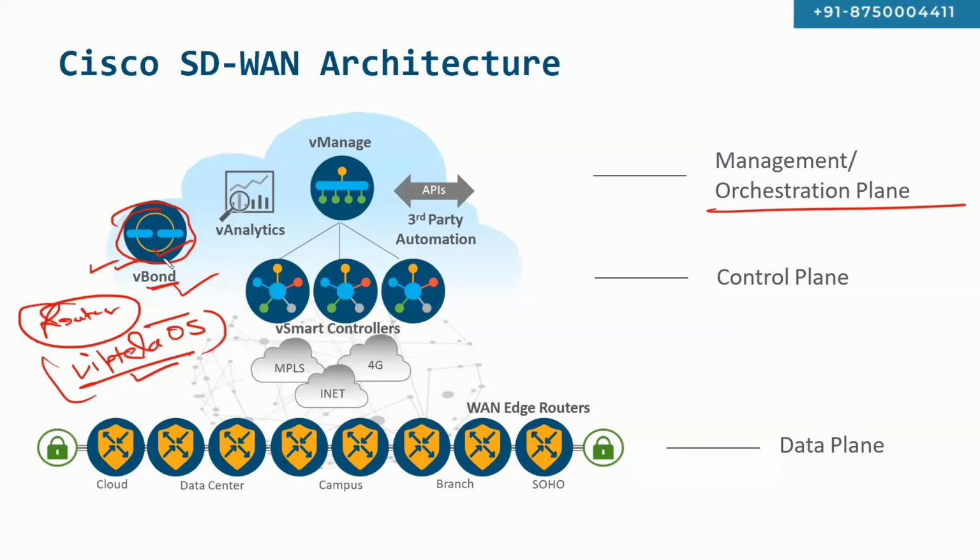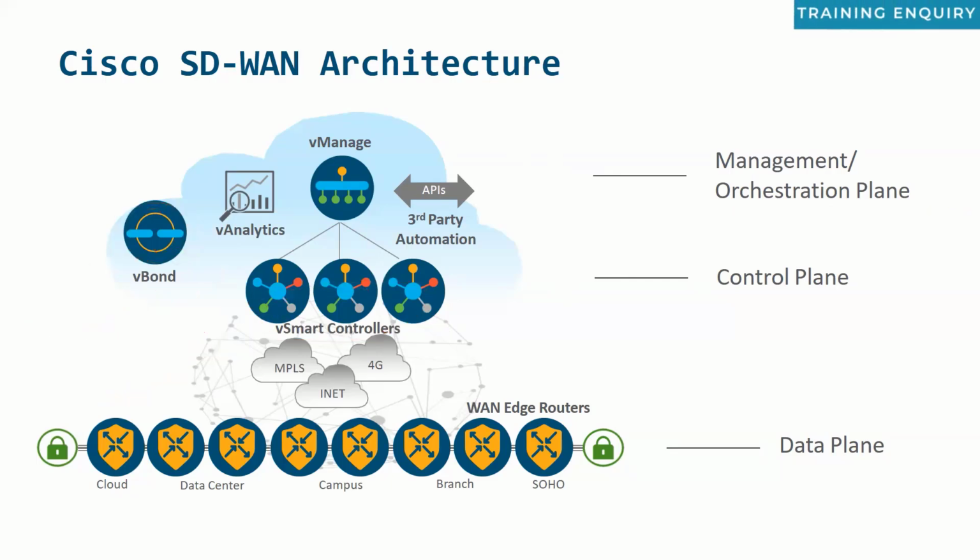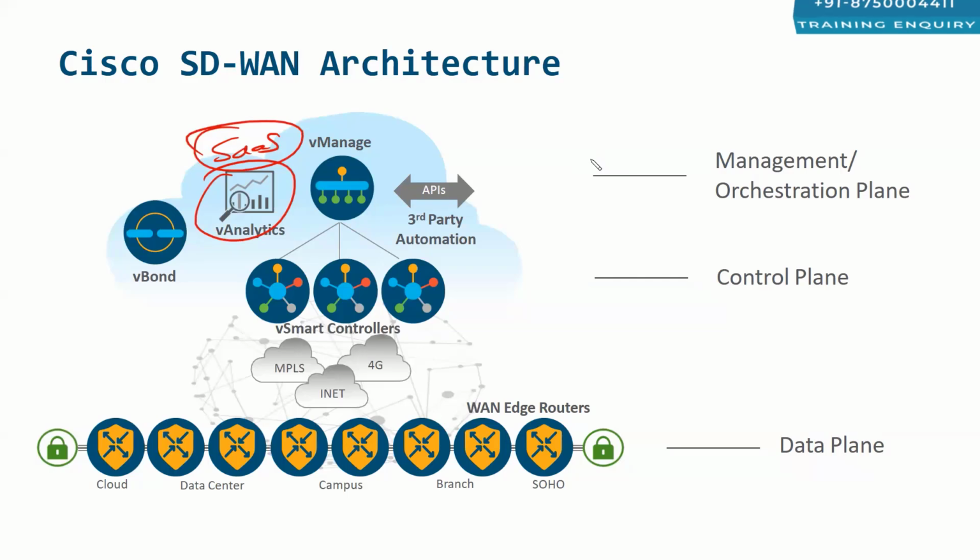Other than that, for vManage, there is a virtual machine only that you can deploy either in the cloud or on top of ESXi or KVM, like you would need some sort of hypervisor. And the same goes for vSmart. Then vAnalytics is also there, which is a SaaS-based application offered by Cisco as an optional component. It's not a mandatory component. It doesn't do anything in SD-WAN.